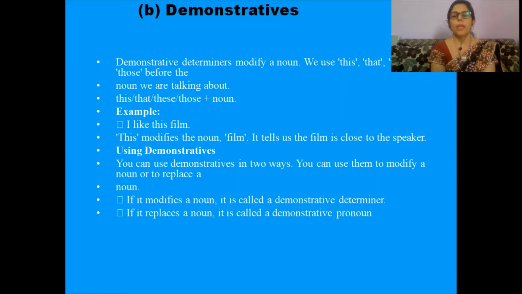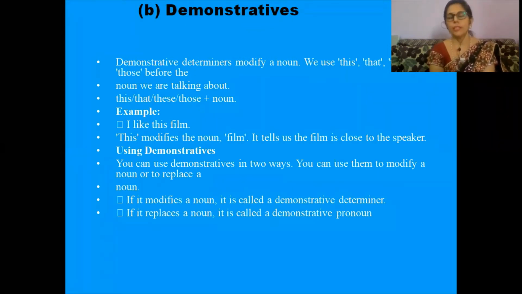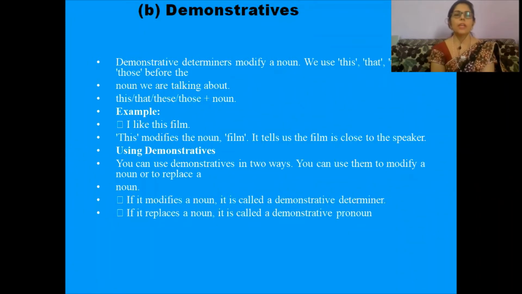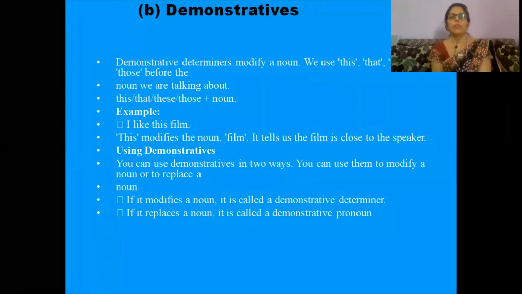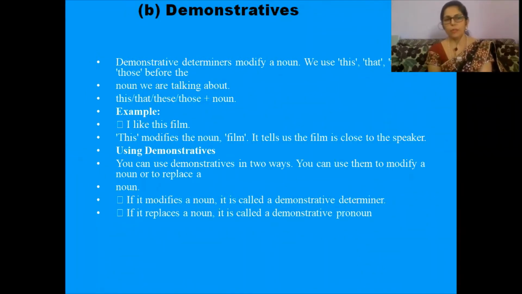It tells the film is close to the speaker. That's why the speaker has used the word this. If it is far, he would have chosen that, and it is singular in number, so this. Otherwise, if there is plural, then they may have used these and those.